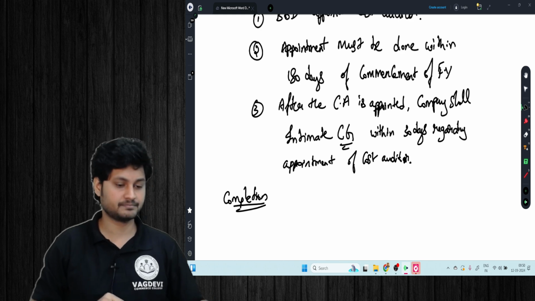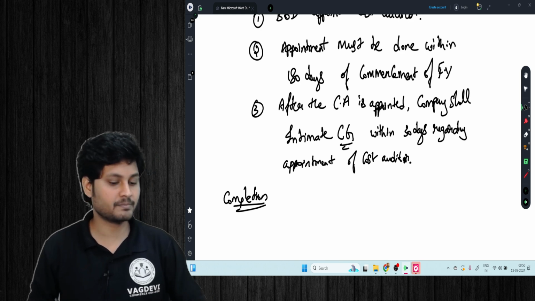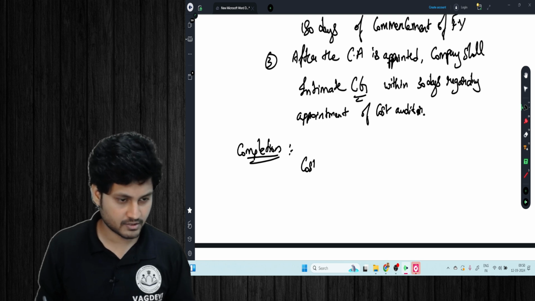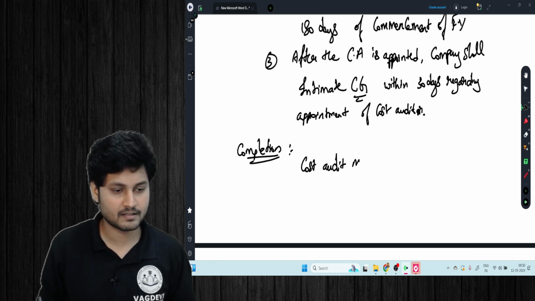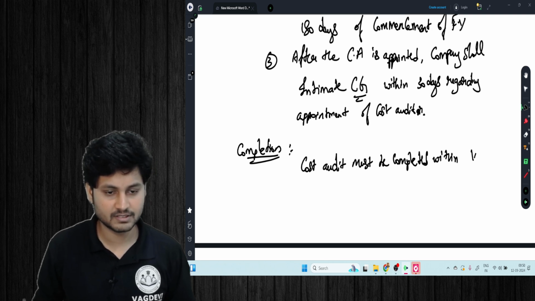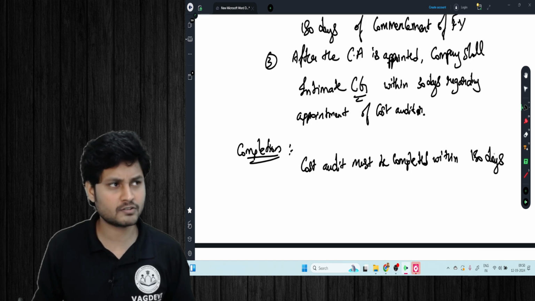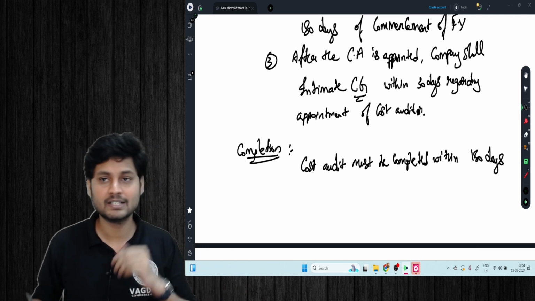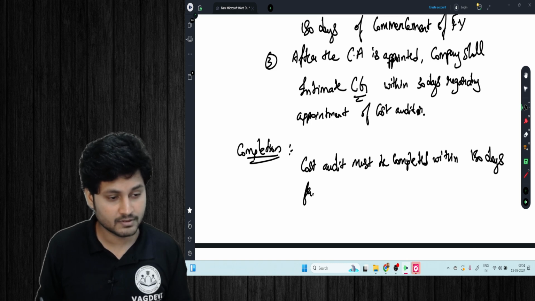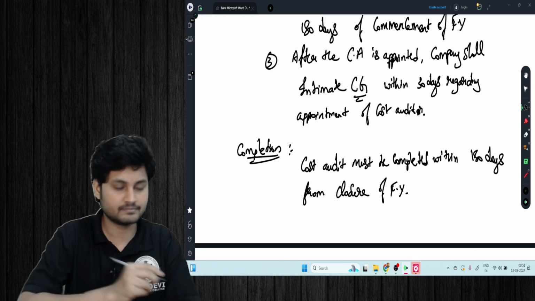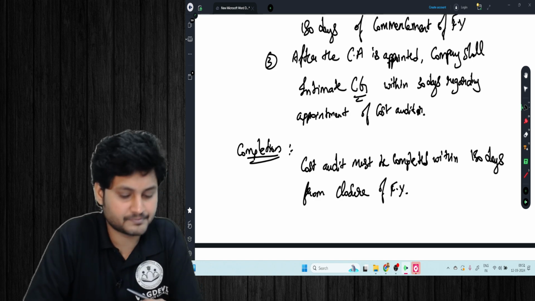Cost audit must be completed within how many days? 180 days. So before 180 days also they can complete it. The maximum time period is 180. Even before 180 days they can complete it. Okay. So within 180 days from what? Yes, closure of financial year. Simple.